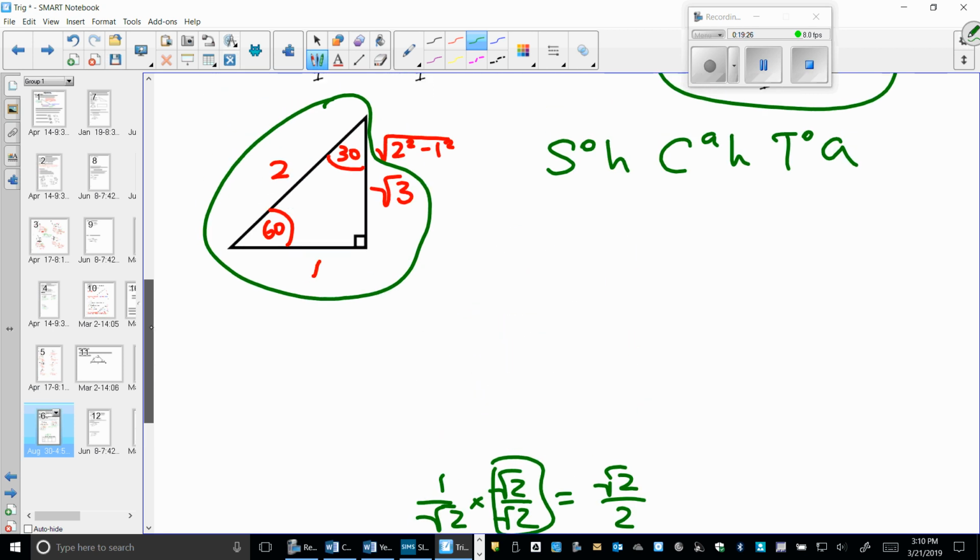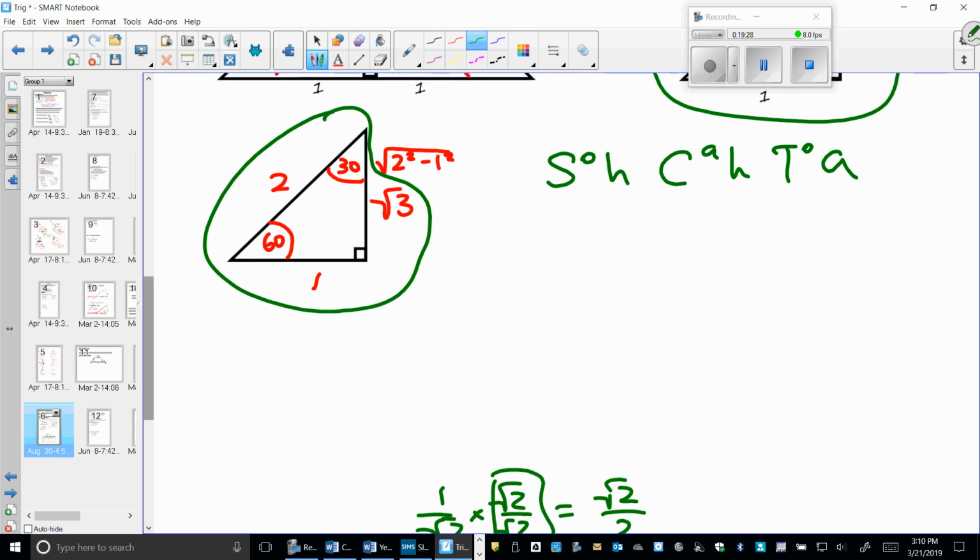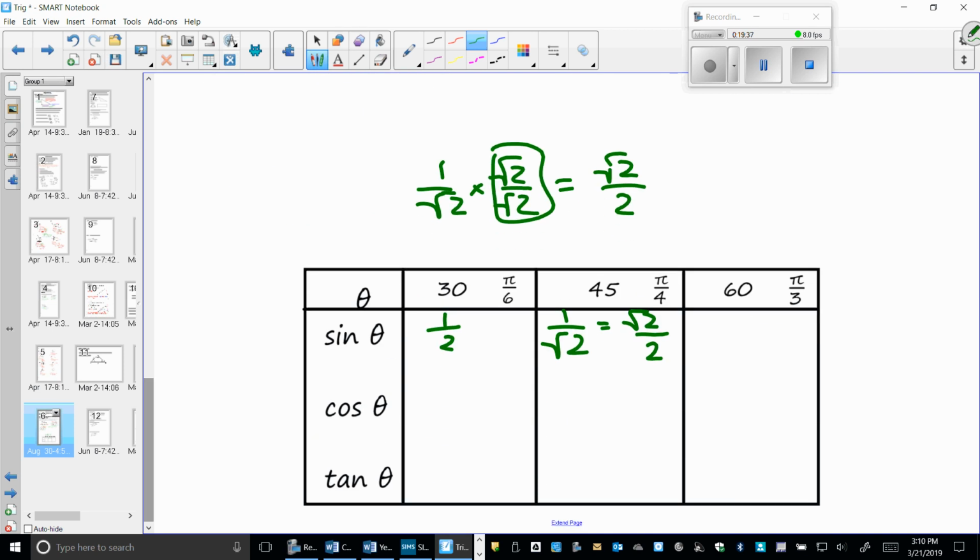For 60, go back to this bad boy. This time we're looking at the 60-degree angle. So its opposite side is root 3, and the hypotenuse is 2. So that's root 3 over 2. Yeah, we understood how that goes in? So you can fill in the other two bits in the chart.